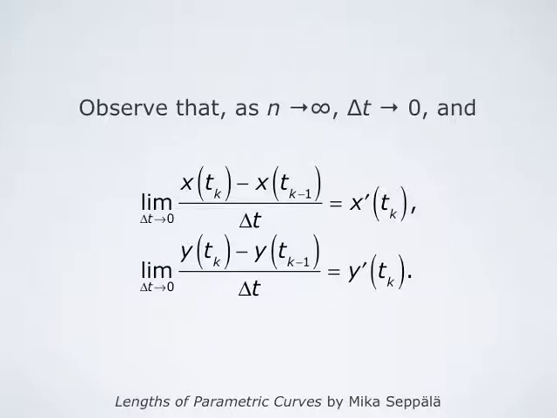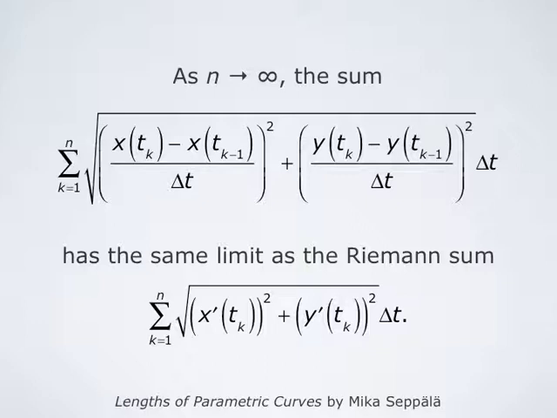Now, this observation tells us that as n goes to infinity, the sum that now approximates the length of this arc, the summation k from 1 to n of the square root of (x(tk) minus x(tk-1)) divided by delta t, squared, plus (y(tk) minus y(tk-1)) divided by delta t, squared, and that square root multiplied by delta t, has the same limit as the Riemann sum, the summation k from 1 to n of the square root of (derivative of x at tk) squared plus (derivative of y at tk) squared, times delta t. These sums have the same limit.